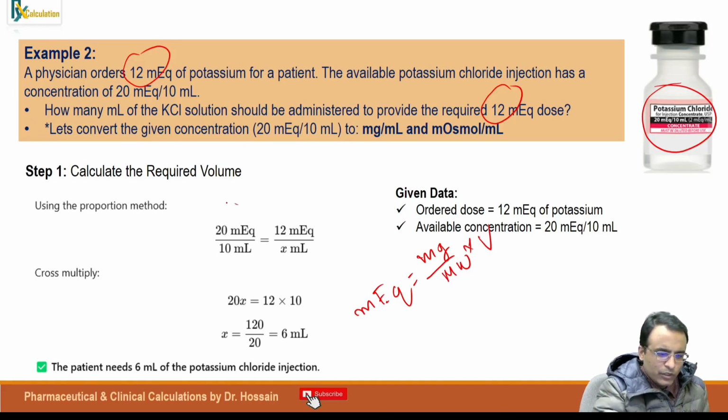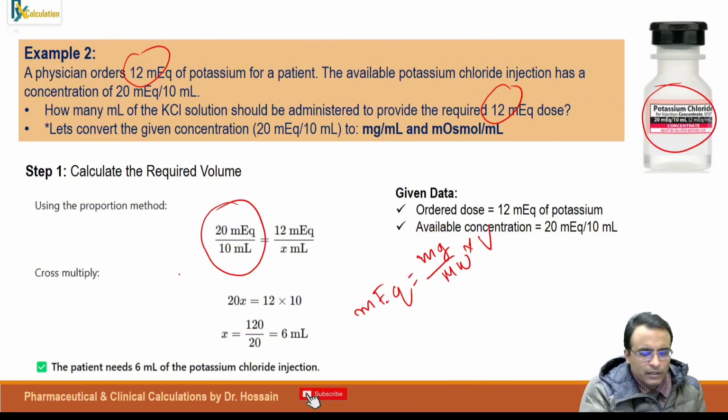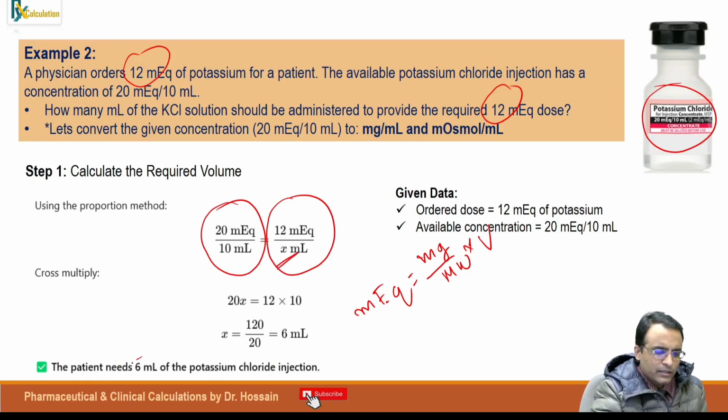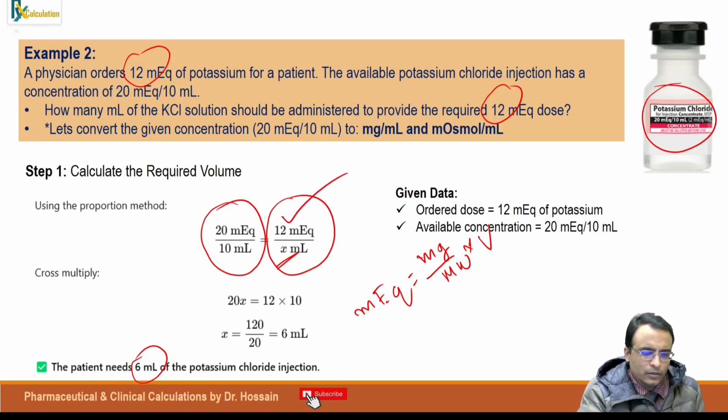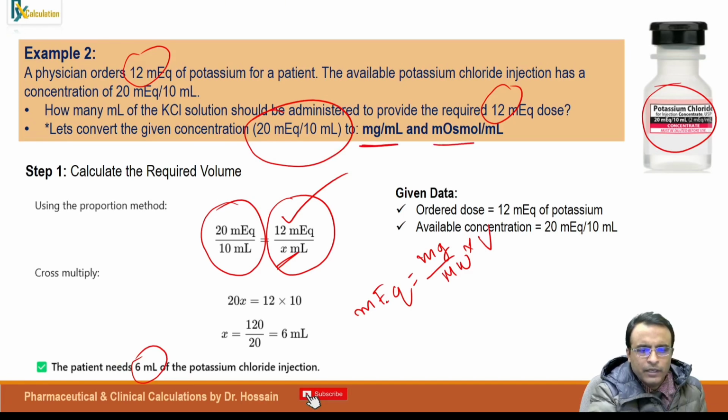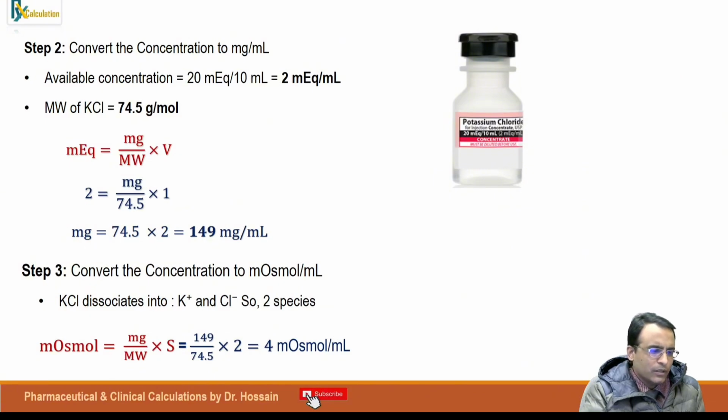So the concentration is 20 milliequivalent in 10 milliliter. This is your first ratio. And the patient needs 12 milliequivalent dose. This is the second ratio. You just need to solve for X. The patient needs 6 milliliter of potassium chloride injection to get 12 milliequivalent dose. Let's convert this 20 milliequivalent in 10 milliliter concentration to milligram per milliliter and mOsmol per milliliter. Here I just wanted to show you a different way of concentration expression.